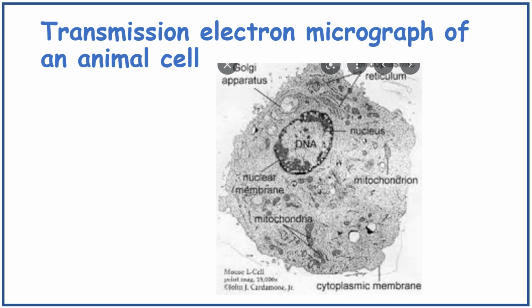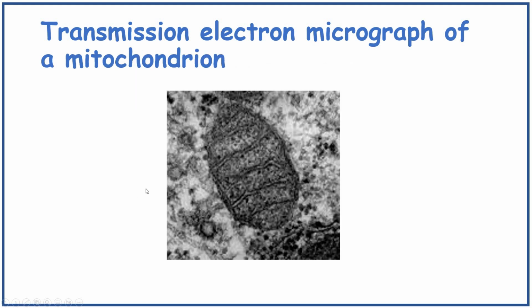Here is a transmission electron micrograph of an animal cell. So you can see that it is a cross section through the specimen and the darker parts are the denser parts. So you can see you've got the nuclear membrane, mitochondria, it's a bit blurred, this diagram. Mitochondria here, cytoplasmic membrane, Golgi apparatus, smooth endoplasmic reticulum, etc.